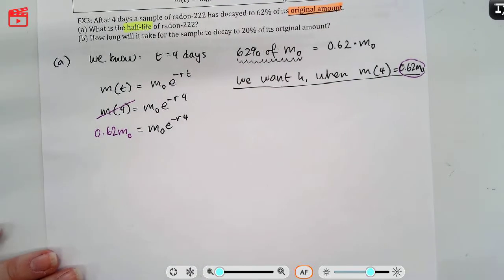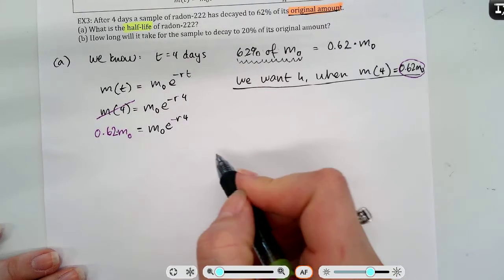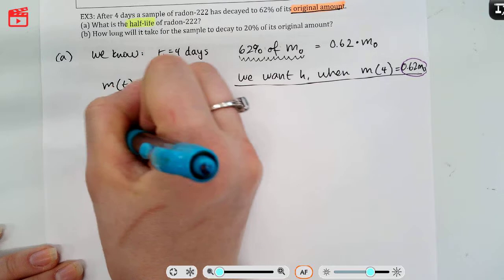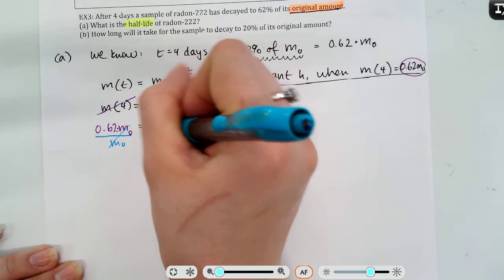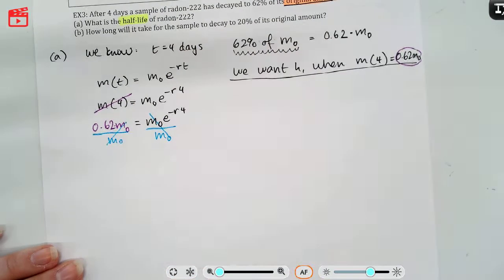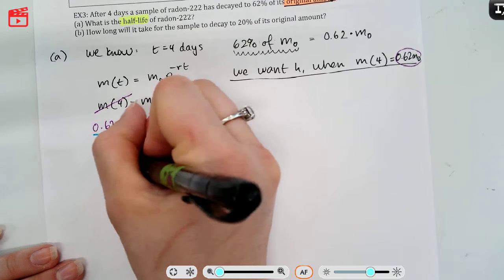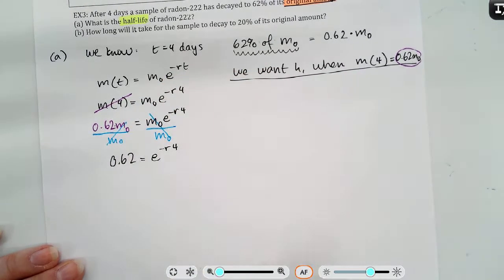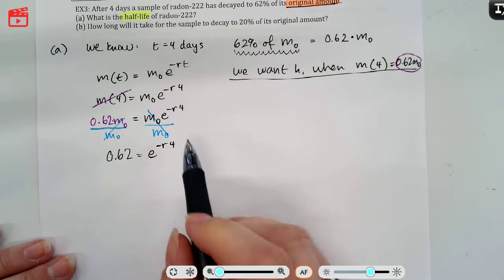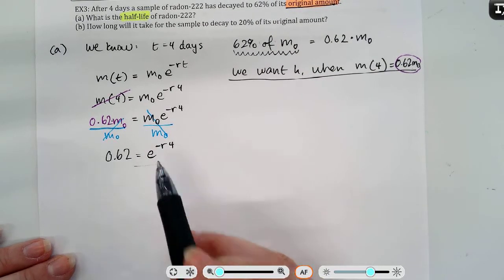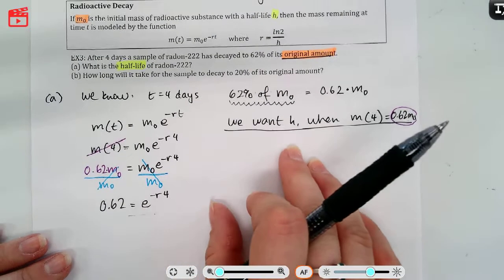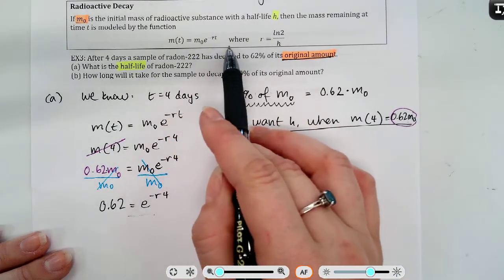Well, let's simplify this. We have m sub 0 on both sides, so I'm going to divide by m sub 0 to cancel it out. And I'm left with 0.62 equals e to the negative r4. I am a little concerned, though, because I don't see the variable h anywhere in this equation, and I want h. Let's look at this real quick.